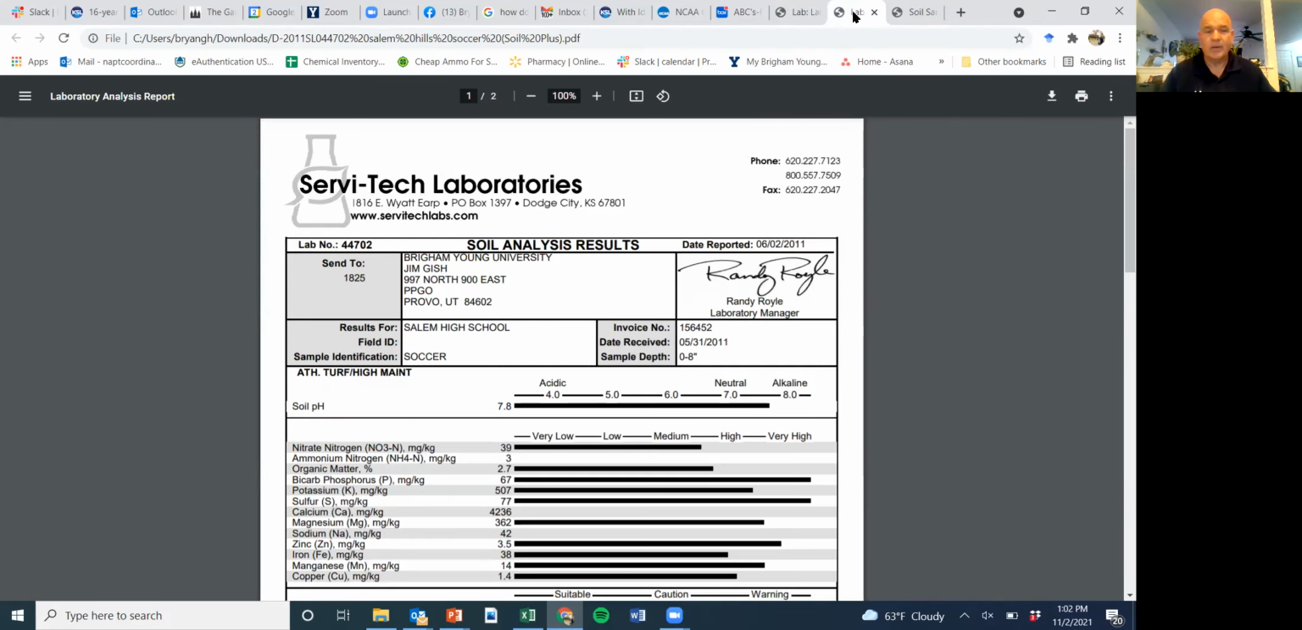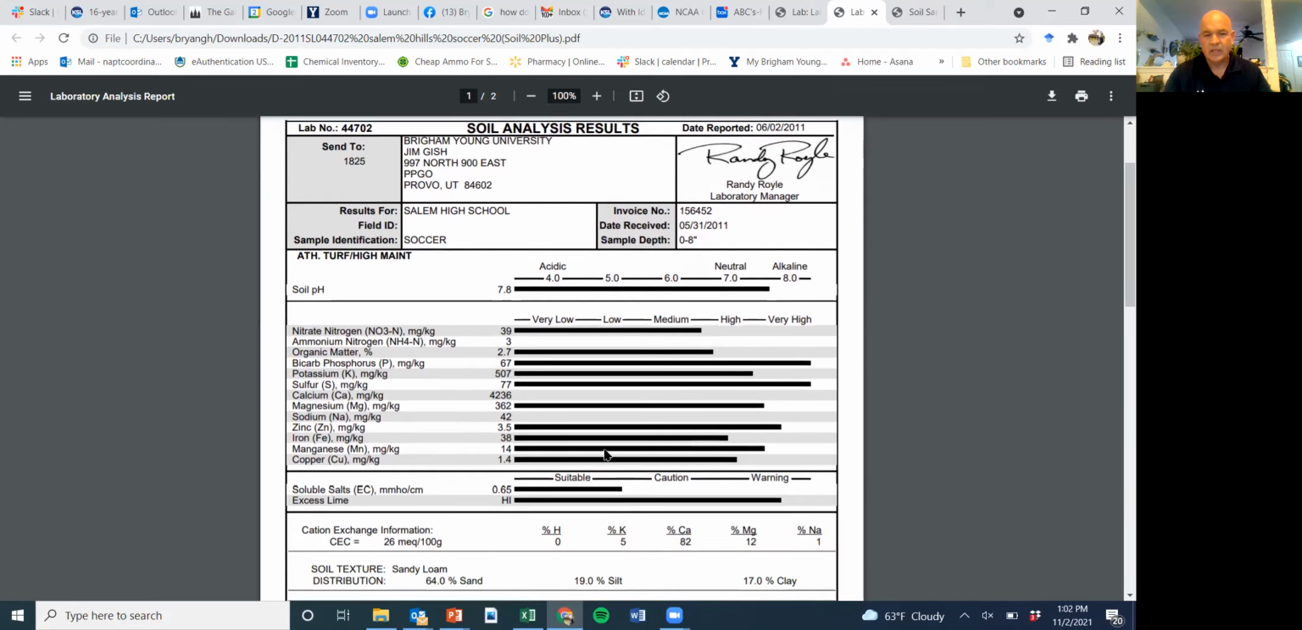Here's another lab, Servitech Laboratories, a lab I used to work for. They do great work, one of many labs that do good work. Here they're also showing soil pH. This is 7.8, and they're showing that, hey, this is up here in the alkaline range. A little bit different way of presenting the data. They are presenting several other things here. You'll notice that, like here's potassium 507, and they're saying it's very high.